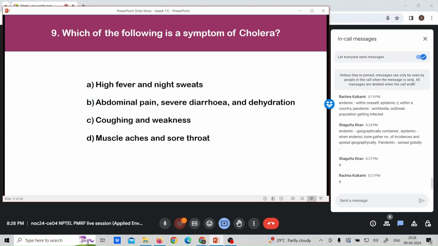Okay, that's a very specific and a simple question. So, abdominal pain, severe diarrhea, and dehydration are symptoms of cholera. Questions like this may be asked in the exam, may not be.